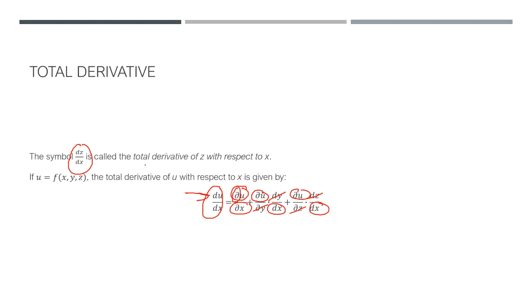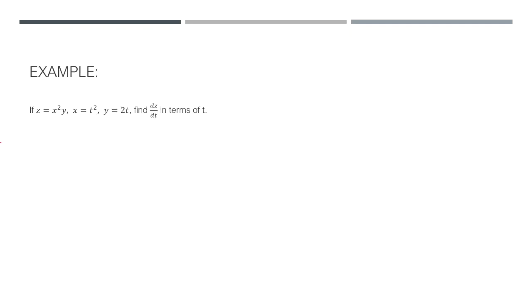So for example, we have here, if z is equivalent to x squared y, where x is equal to t squared, y is equal to 2t, we need to find the total derivative of z with respect to t in terms of t. So from this one, in order for us to find the dz over dt, we still have to solve for the partial derivatives of the equation.